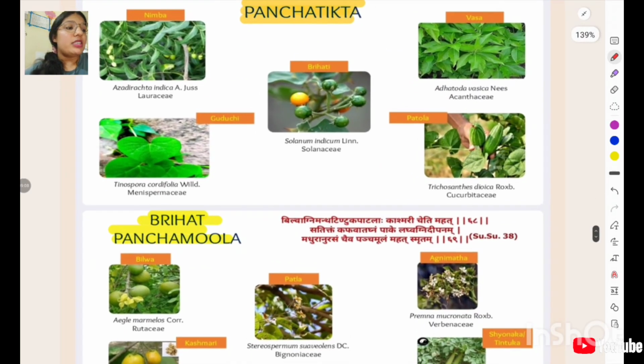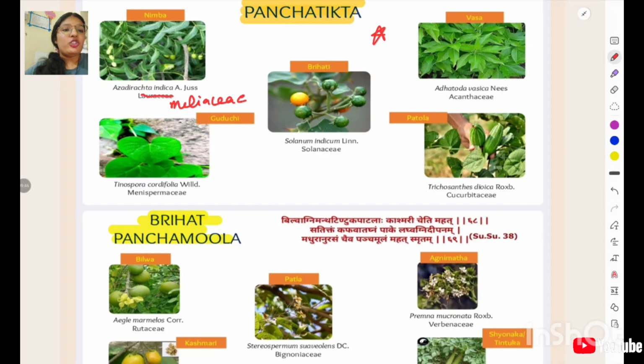Okay. Next is Panchatikta. It is important. Panchatikta is actually 5 very bitter plants. First is Nimba, Azadirachta indica. As we know, it's not Lauraceae, it's Meliaceae. Next is your Tinospora cordifolia, because it's also Tikta Rasa Pradhana, Menispermaceae family. Then Adhatoda vasica is your Vasa, in which we are using the leaf as the officinal part. Brihati is Solanum indicum, Solanaceae. And Patola, Trichosanthes dioica, Cucurbitaceae family. That is the Kaddu and Ghiya family basically.